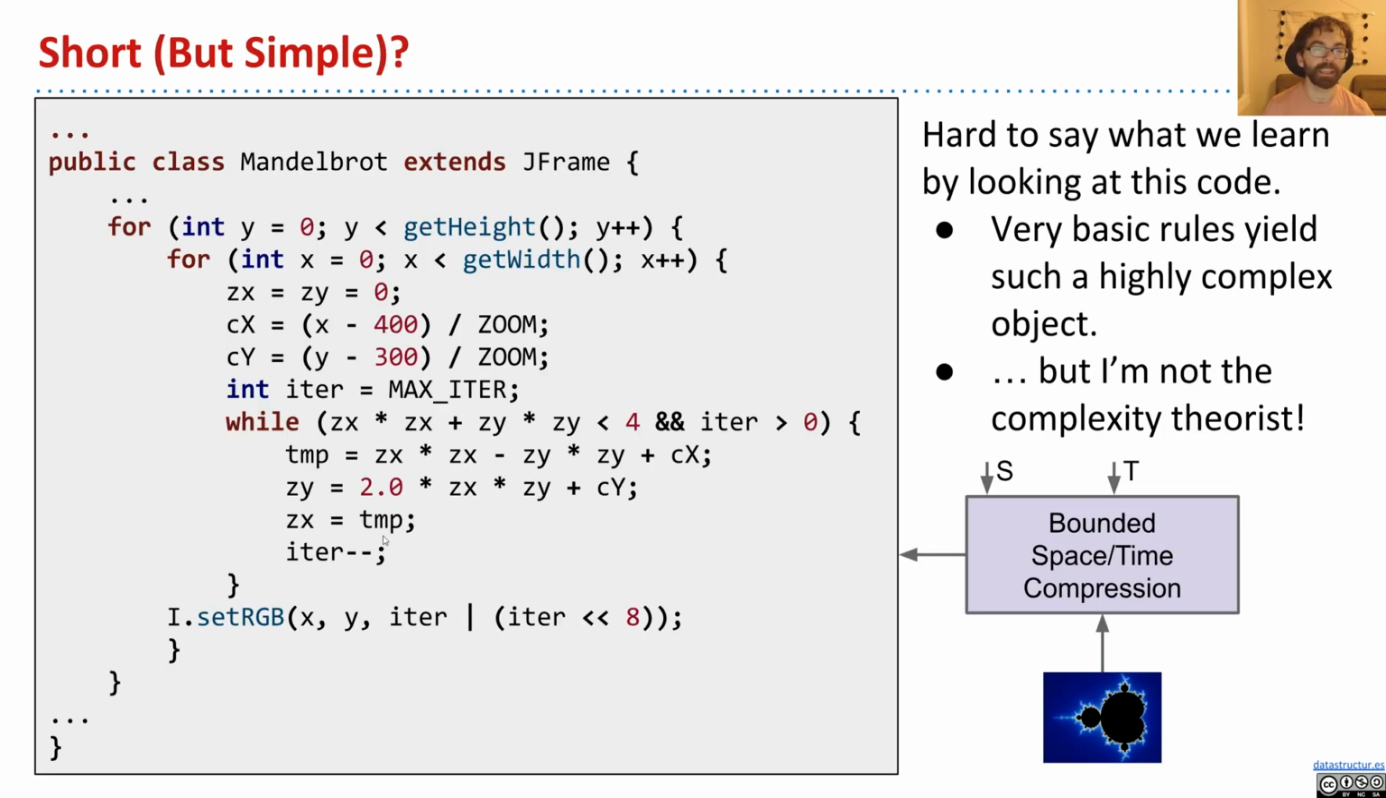This is taken from Rosetta Code, in which various folks have implemented different data structures and algorithms, and one of them is the Mandelbrot algorithm. If we look at this code, we would see that the actual code needed to generate this extremely complex structure is actually very simple. It's only so many lines of code, and there's not a lot going on here. So what we have is only a very basic set of rules, but we get back what is a highly complex object.